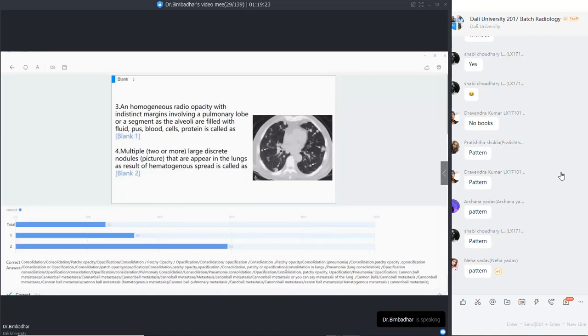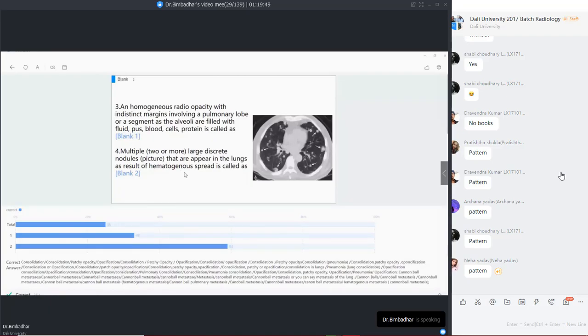Okay. The next one, you see, that's the same thing here. Multiple, two large discrete nodules that appear in the lung, a result of hematogenous spread. I'm asking about two radiographic features together. It means to say, I'm asking again about a single pattern here: two or more large discrete nodules that appear in the lung, which is happening because of hematogenous spread.